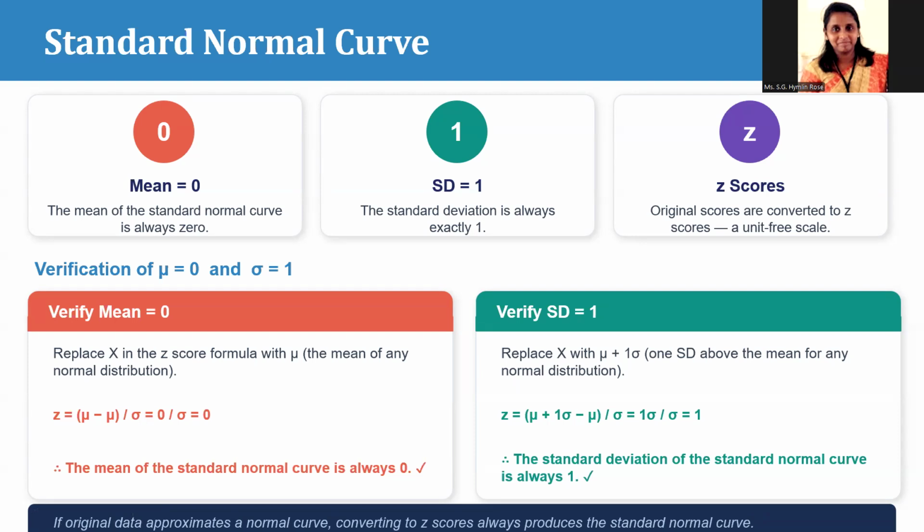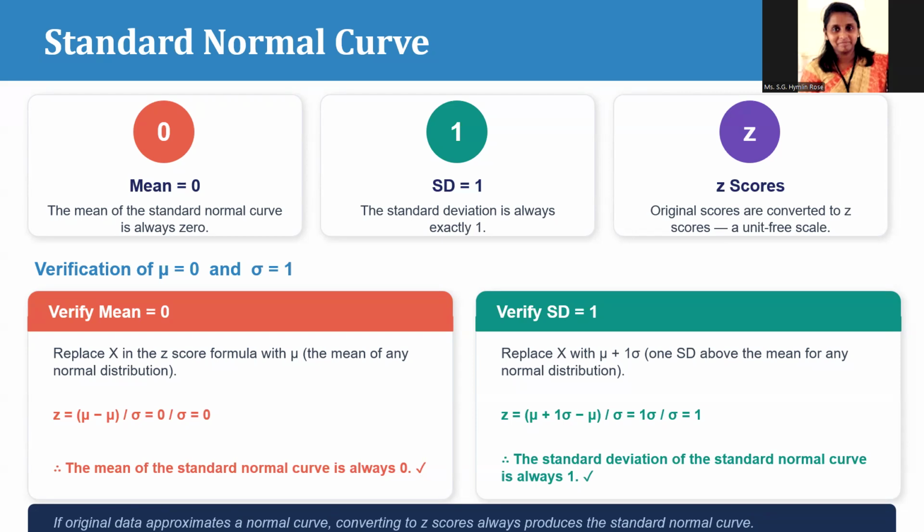If the original distribution approximates a normal curve, then converting to standard or z-scores will always produce a new distribution that approximates the standard normal curve. So that is the actual need for going for the z-score, with the special case of the standard normal curve with mean 0 and standard deviation 1.